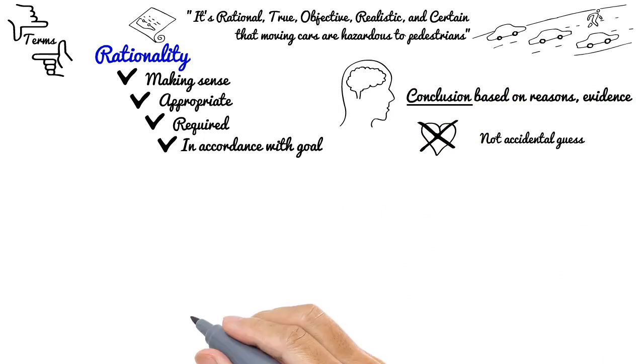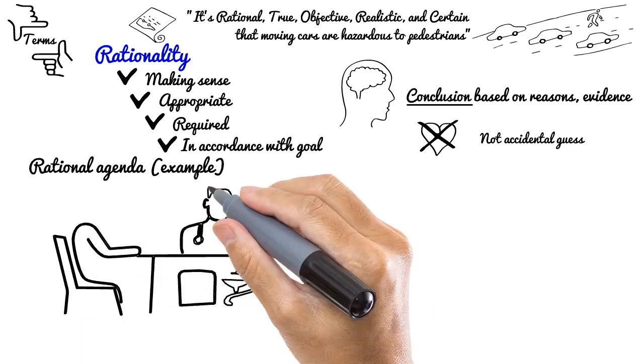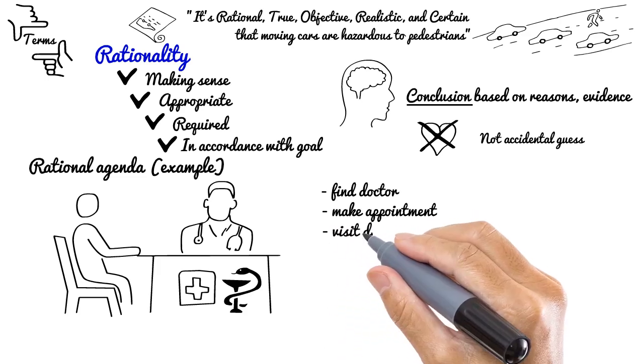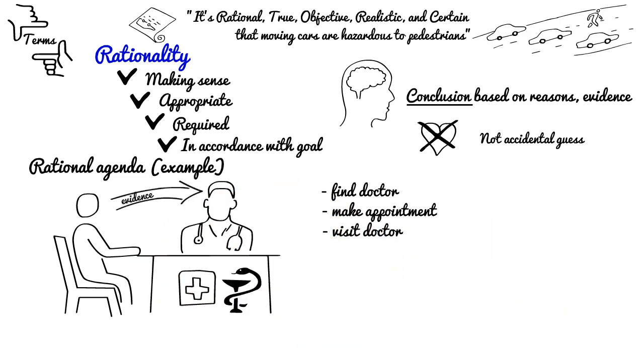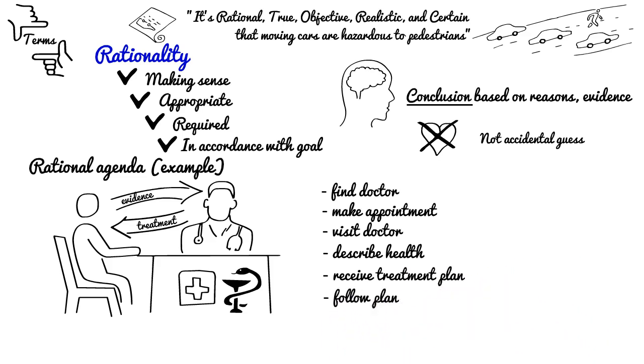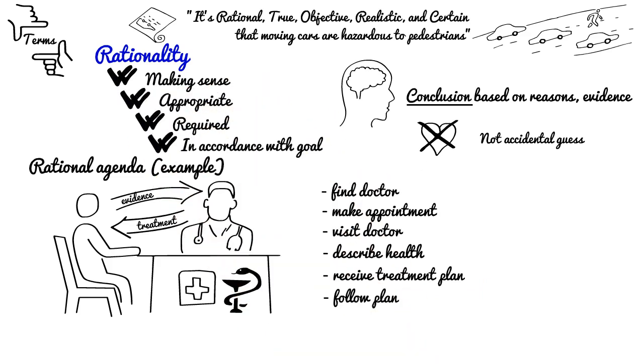So, for example, if you have some illness, you may imagine a rational agenda: find an appropriate doctor with good recommendations, if possible make an appointment, visit the doctor in person, provide all relevant evidence of your health to the doctor, and assuming the doctor's qualification is relevant, receive a treatment plan from him or her and carefully follow this plan in order to fix your health issues. It definitely makes sense, is appropriate, and is required in accordance with your goal to be healthy very soon. In other words, it's rational.